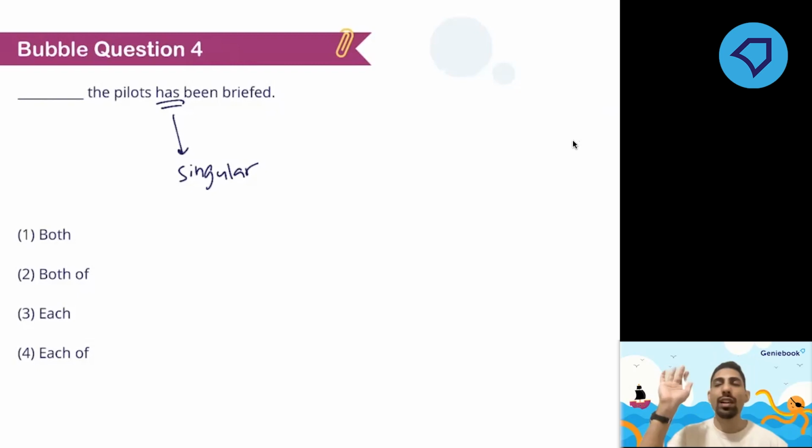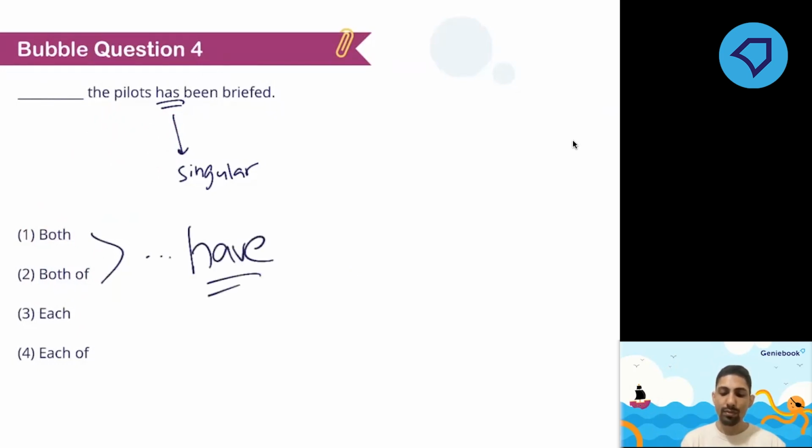Let's look at number 1. You can say both or both of. This is an example of a sentence where you can use both or both of. Both the pilots have been briefed, or both of the pilots have been briefed. But do you notice you have to use have? But the question I have here says has. Therefore, number 1 and 2 cannot apply. It has to be each, because we are talking about them one at a time.